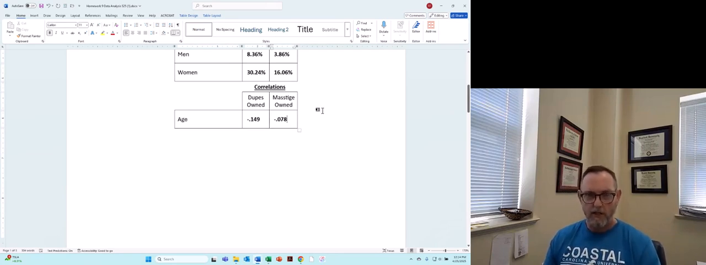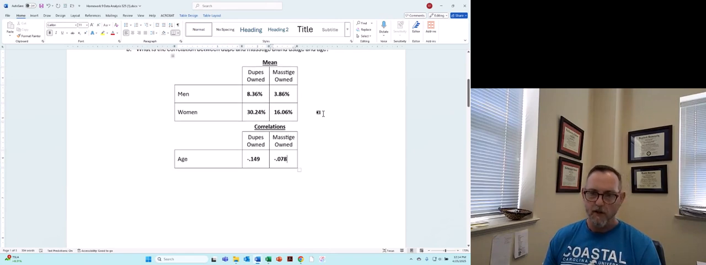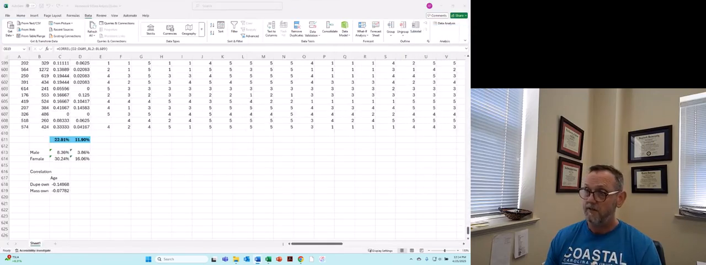I don't know that we can draw a lot of conclusions from that, except that ownership and age are somewhat related for dupes, and probably not related at all for prestige ownership. Now, I would have expected that to be positive and a little stronger, so that's a bit of an unusual finding, as far as that goes.